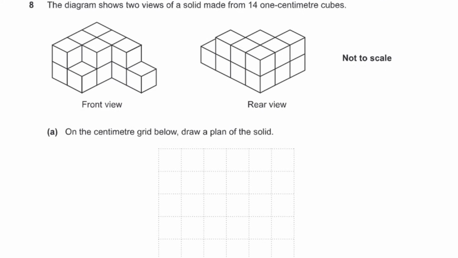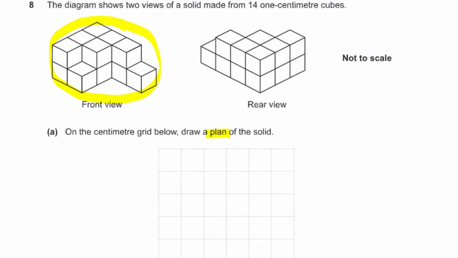The diagram shows two views of a solid made from 14 1 centimeter cubes. We've been given the front view and the rear view. And on the centimeter grid below, we need to draw a plan of the solid. There's two ways of thinking about what a plan is. You can imagine this to be like a stamp, and you put ink on the bottom, and then you made a stamp of it on the paper, that shape would be the plan.